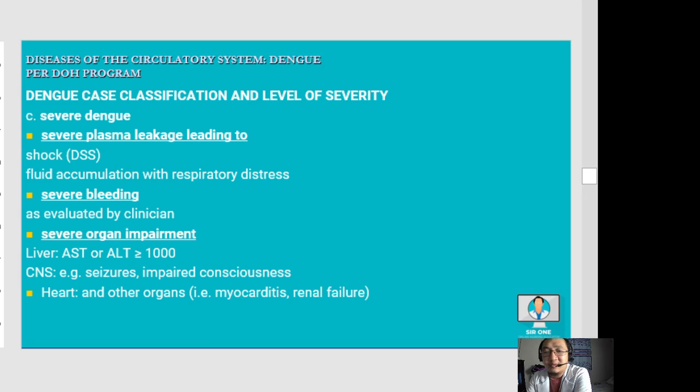And last of this presentation, severe dengue. Severe dengue has manifestations of severe plasma leakage leading to shock, fluid accumulation with respiratory distress, and severe bleeding, and this should be evaluated by a physician. There is also severe organ impairment, like your liver, CNS, the heart, and other organs.